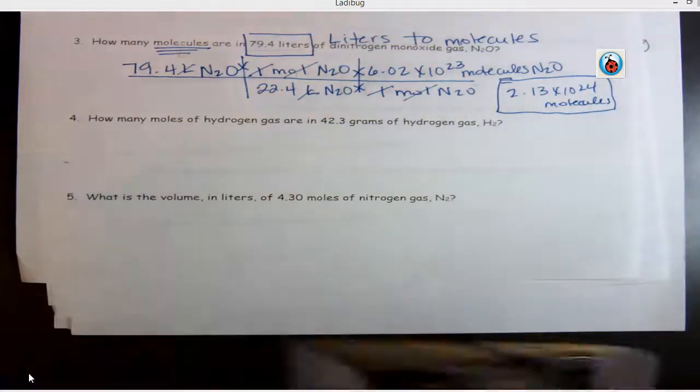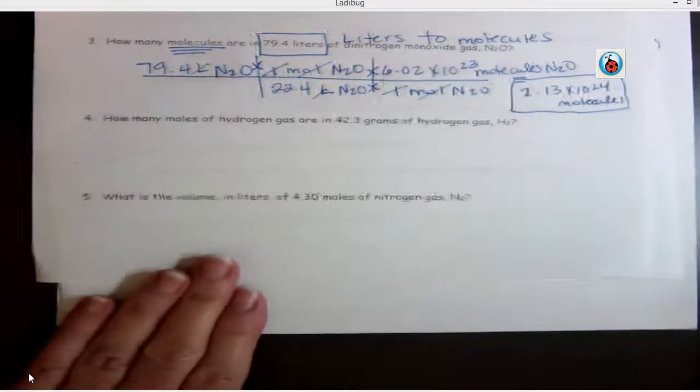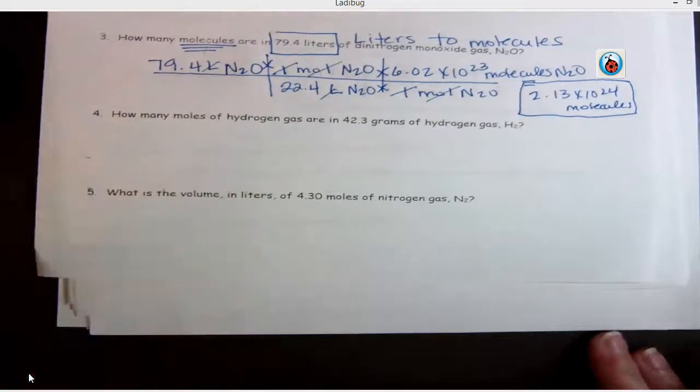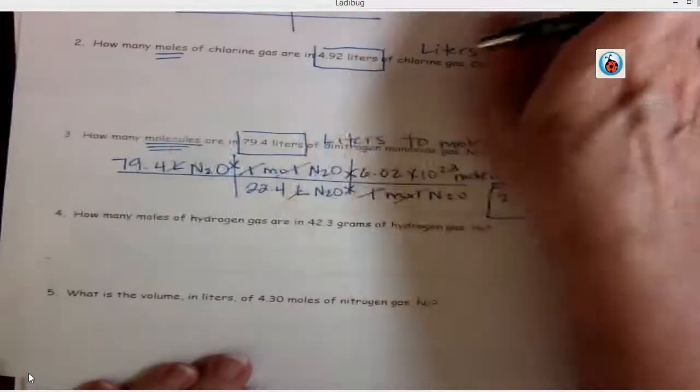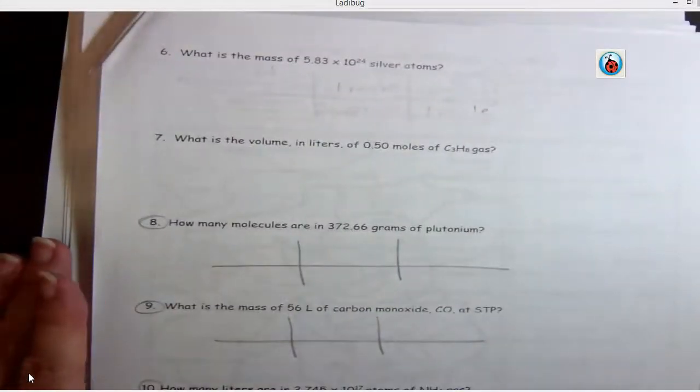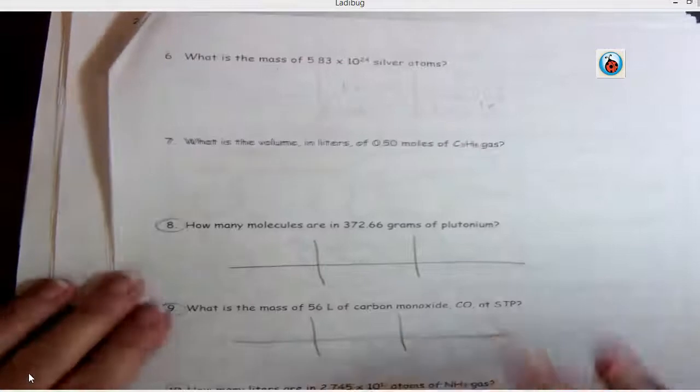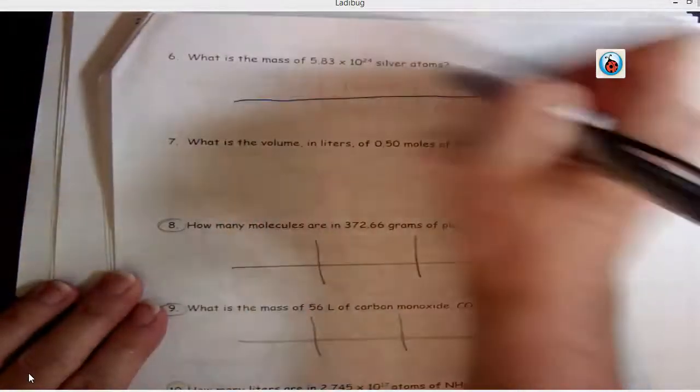All right, let's look at some more. I want you to try and figure out what kind of conversions 4 and 5 are. Number 6, though, is another multi-step one. 6, 8, 9, and 10 are going to take 2 train tracks to get there. So I want you to know that up front because you're going to do this on your test.